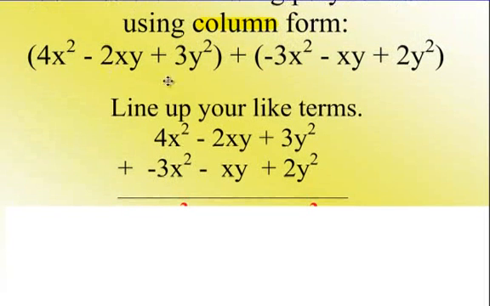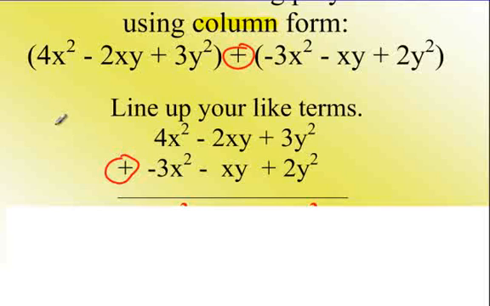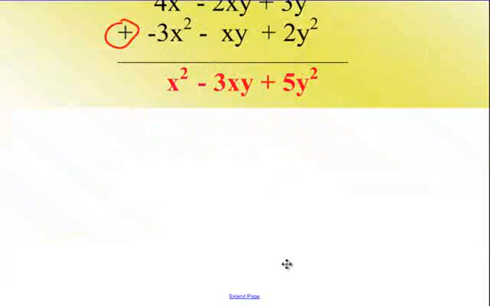So I have 4x squared. My sign in between is plus, right here. So I'm going to use a plus sign out here. And I have negative 2xy. And underneath that I have plus negative xy. And I have 3y squared plus 2y squared. So we're going to stack those up and get it going there. And remember which tool I'm using here.